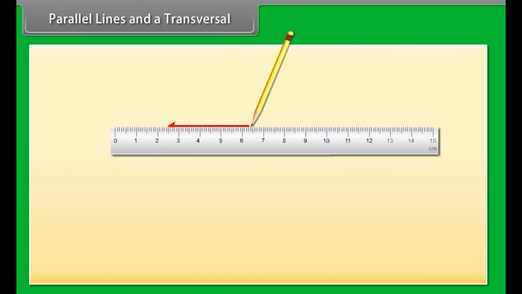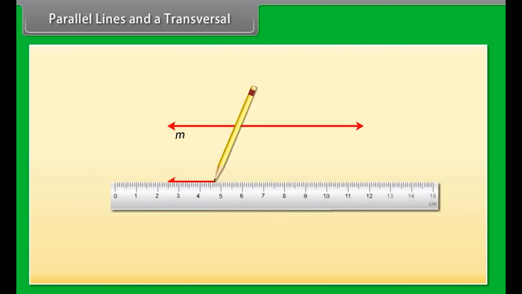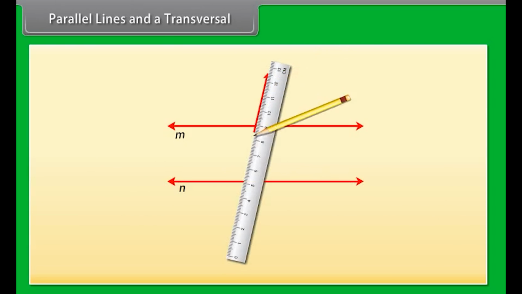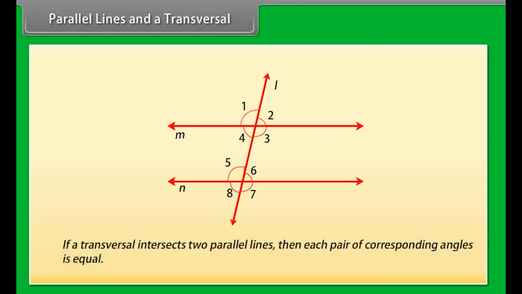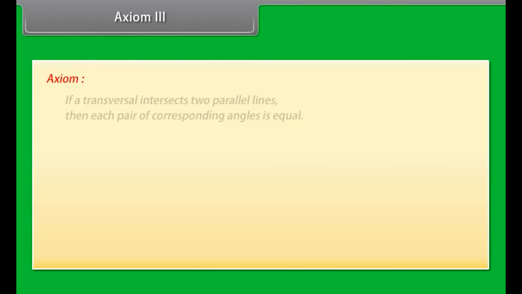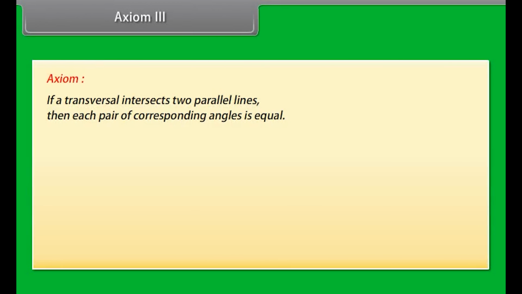So, with ruler and pencil, draw two parallel lines along any two of these lines and a transversal to intersect them. Now if we measure any pair of corresponding angles, we find that angle 1 is equal to angle 5, angle 2 is equal to angle 6, angle 4 is equal to angle 8, and angle 3 is equal to angle 7. For this, we get one more axiom, which is, if a transversal intersects two parallel lines, then each pair of corresponding angles is equal. Axiom. If a transversal intersects two parallel lines, then each pair of corresponding angles is equal.